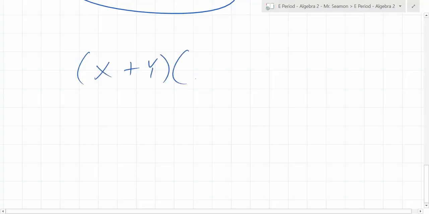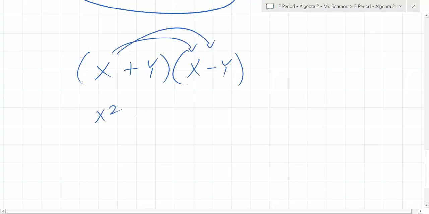And then it says the product of the sum and difference. This is the sum of two terms. We need to multiply by the difference. What's the difference of these two terms? X minus Y. So let's multiply this. What's X times X? X times negative Y, negative XY. X times Y is positive XY. And what's Y times negative Y? Negative Y squared.